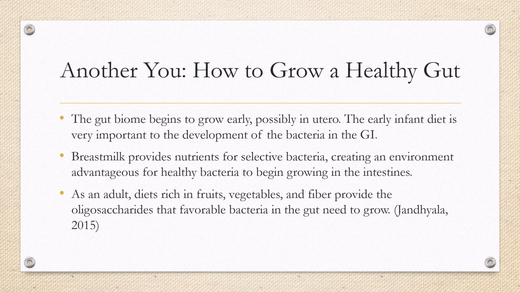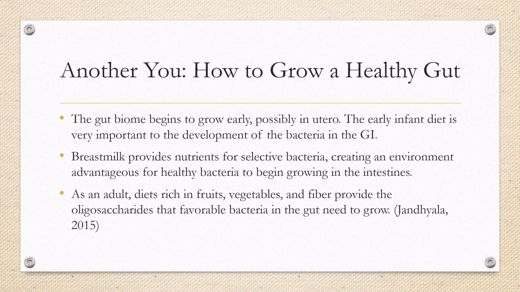How to grow a healthy gut. So the gut biome begins to grow early, possibly in utero. The early infant diet is very important to the development of the bacteria in the GI. Breast milk provides nutrients for selective bacteria, creating an environment advantageous for healthy bacteria to begin growing in the intestines. So when I was seeing that, they were comparing infants' diets consisting of breast milk versus formula, and just a lot of the early steps of creating a healthy gut, a healthy microbiota.